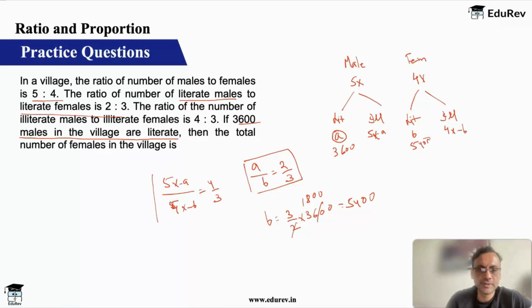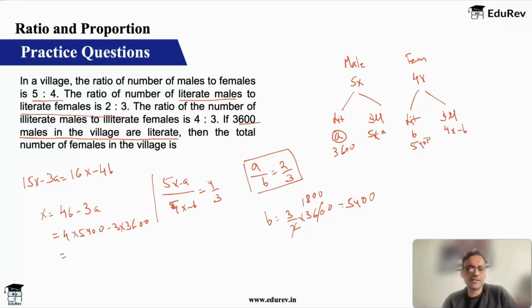Let's solve this. Solving this, you'll get 5 into 3, 15x minus 3A is equal to 16x minus 4B, or x is equal to 4B minus 3A. So 4B, 4 into 5,400, minus 3 into 3,600. 5,400 itself is a multiple of 1,800. So this is 1,800 into 3, and this is 1,800 into 2. So 1,800 is common, and you get 4 into 3, 12, minus 3 into 2, 6, which is 6. So 1,800 into 6 will be the value of x, which will be 10,800.